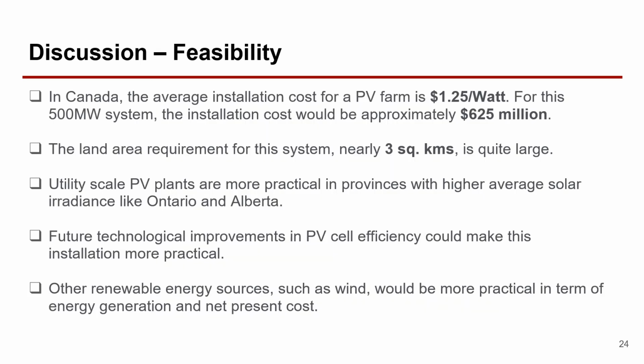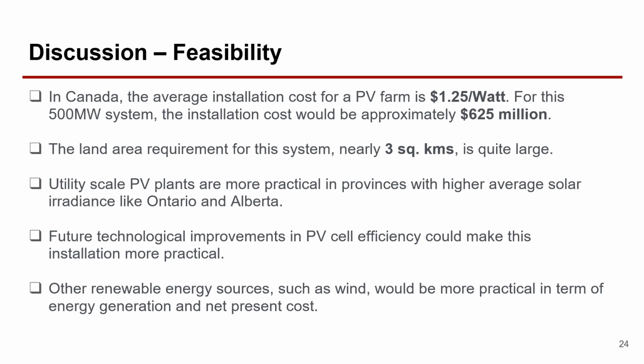Now we'll discuss the feasibility of this system. In Canada, the average installation cost for a PV farm is $1.25 per watt. For this 500 megawatt system, the installation cost would be approximately $625 million, in addition to operational and maintenance costs over the system's lifespan. The land area requirement for this system, which is nearly 3 square kilometers, is quite large.